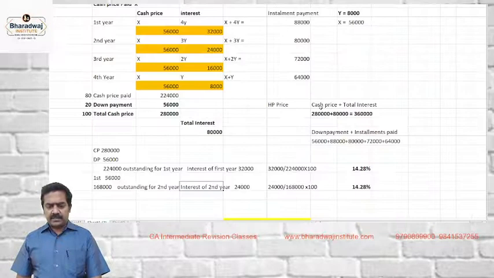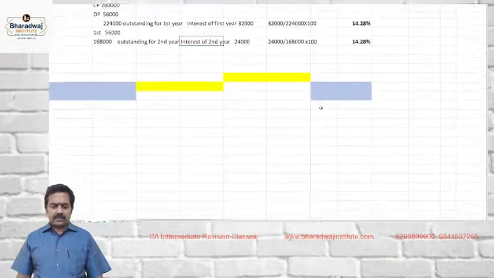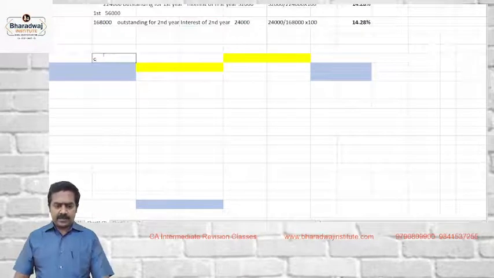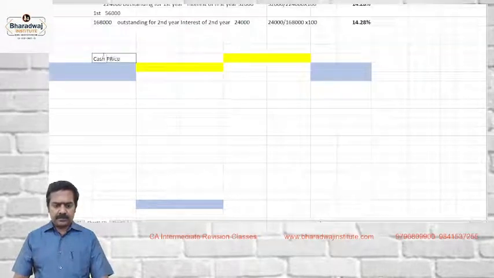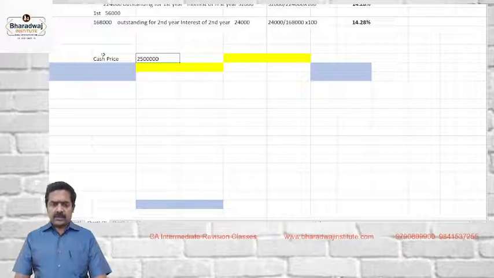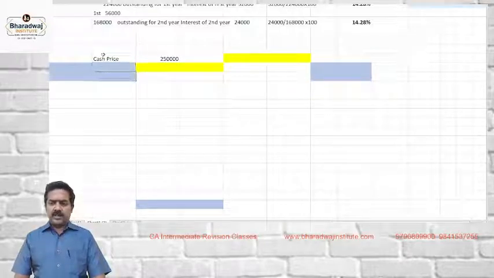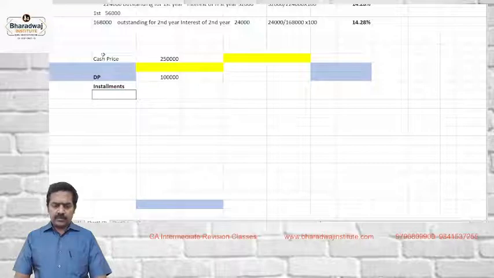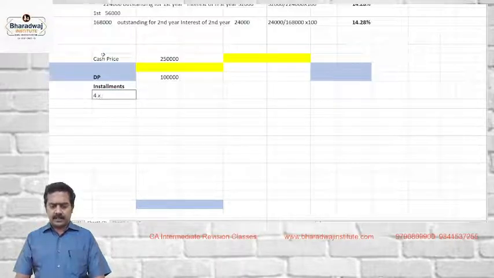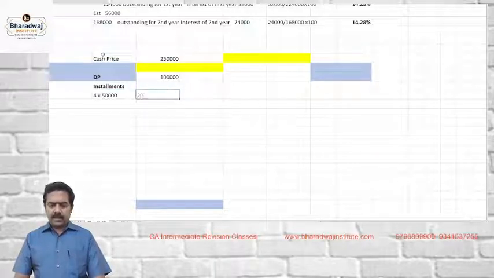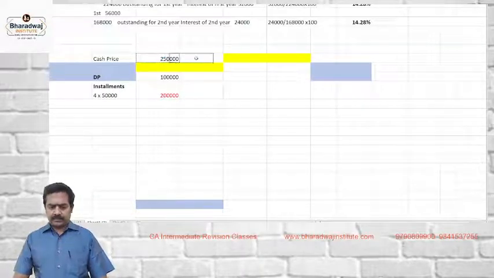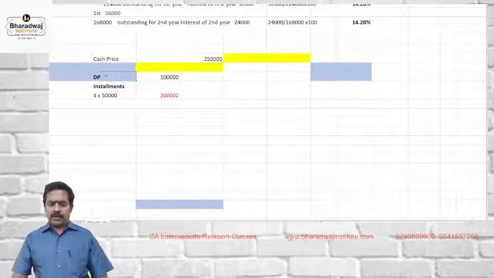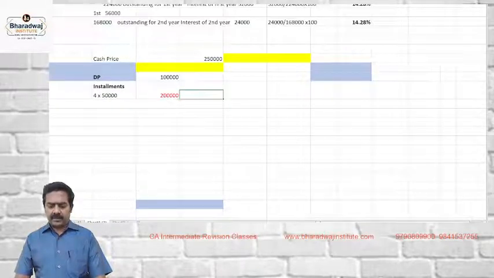What is the cash price of the asset? 2,50,000. What is the down payment made? 1 lakh. How many installments? 4 installments of how much? Which means we are paying 2 lakhs. Look at the total payment made: down payment plus installments.